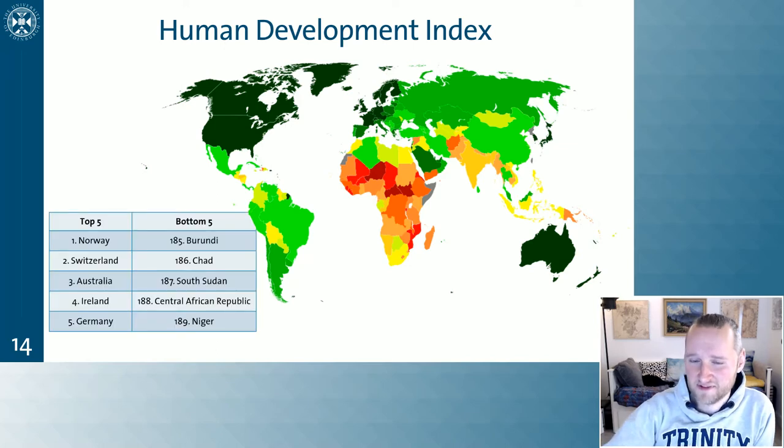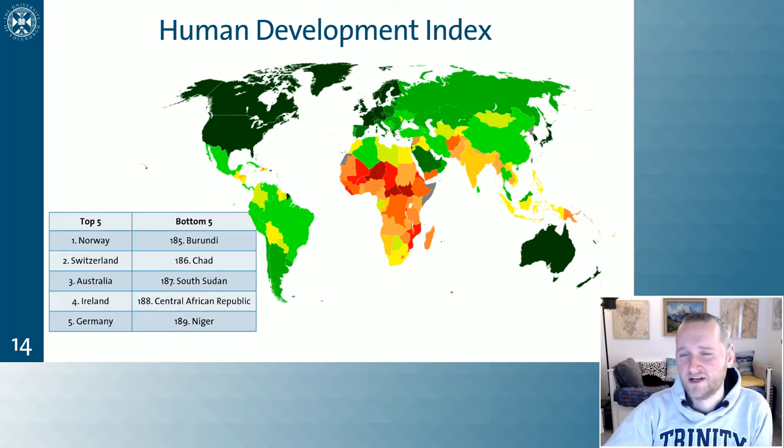Here, I'm going to give you the little solution. So no great surprises. Probably the only surprise that maybe you could anticipate is that not all the Scandinavian countries are in the top five here. It's Norway, Switzerland, Australia, Ireland, and Germany as the top five. And the bottom five also maybe, sadly, not a great surprise. All states in Central Africa with Burundi, Chad, South Sudan, Central African Republic, and Niger.